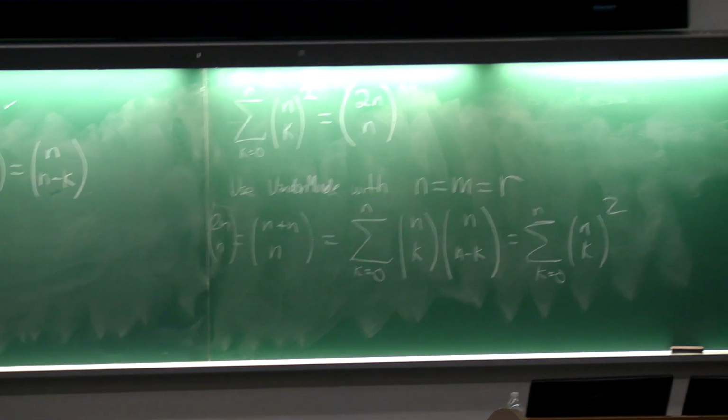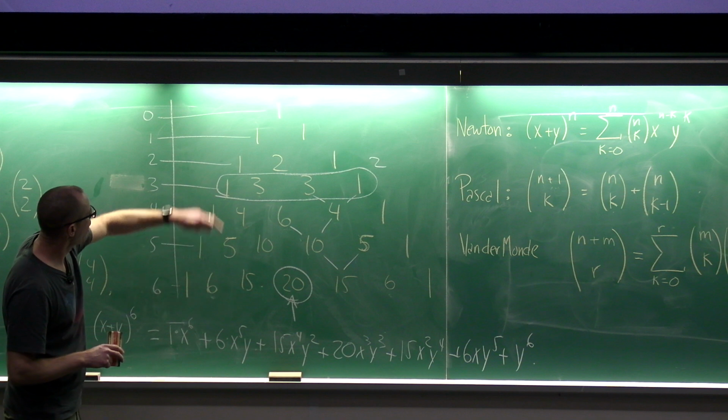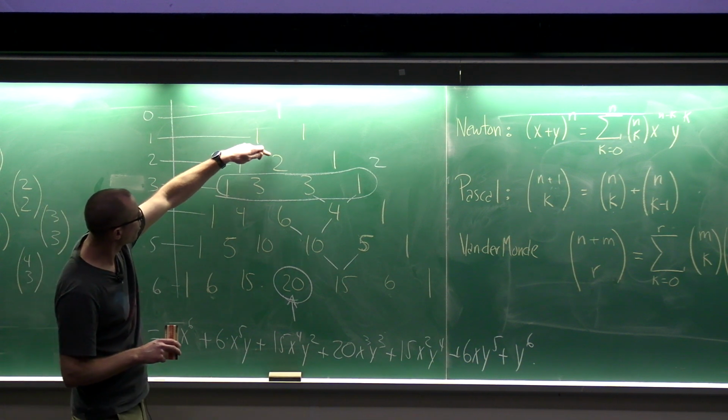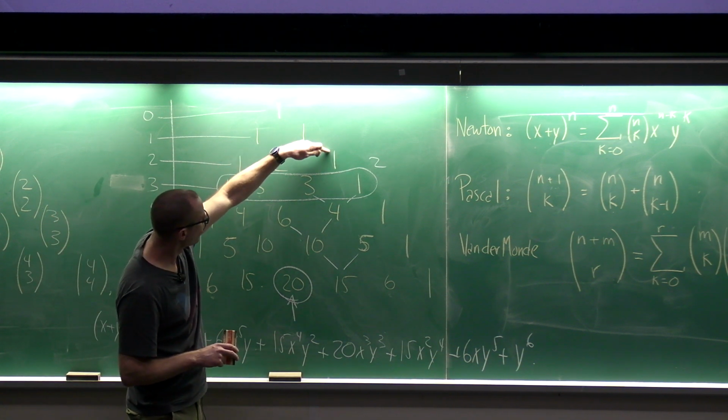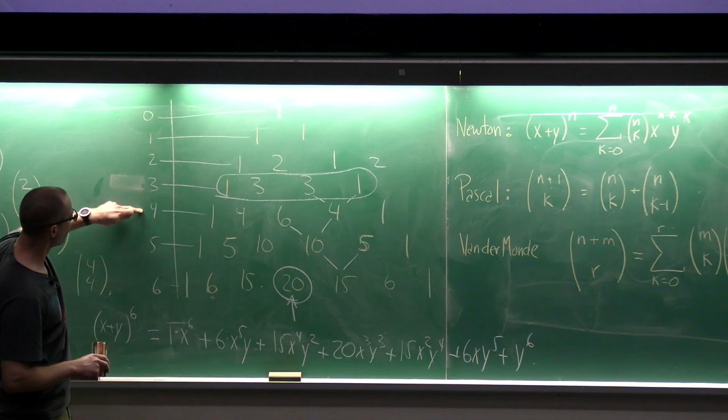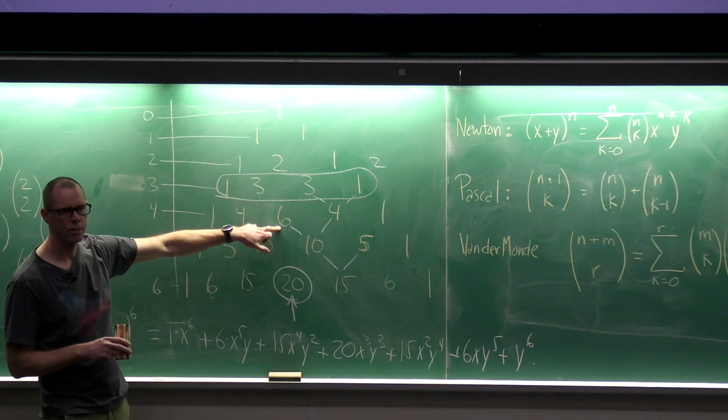Right? Do it for 2. This is 1 plus 2 squared is 4. We're up to 5. We're up to 6. So we should look then in row 4 in the middle. There's 6.